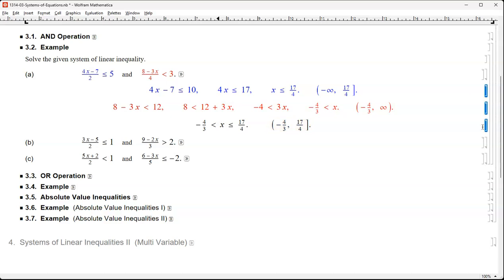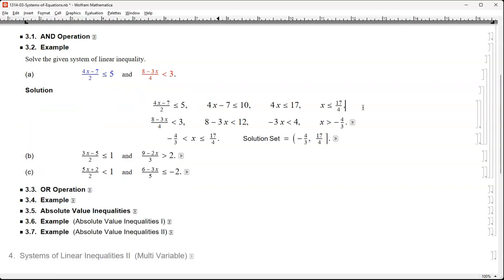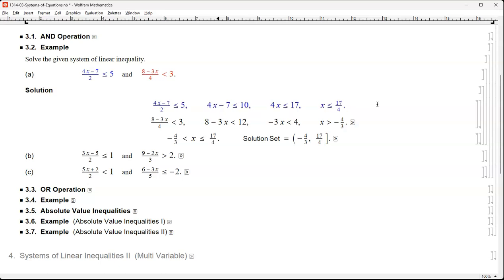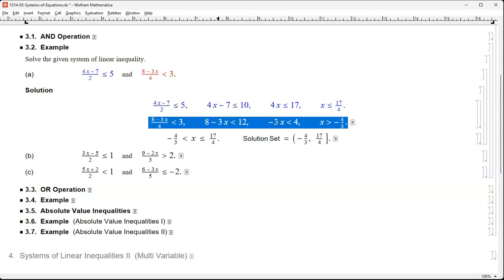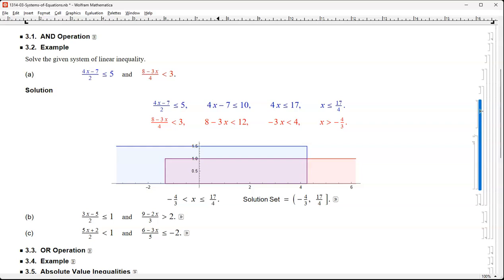Let's see, what did I do in my answer key here? Well, exactly the same thing here for blue. And then pretty much the same thing for red as well. Here, instead of moving 3x to the right, flip just 8 to the other side and get 4, and then divide by -3, and that's how I flip the direction of the inequality. In any case, we get these blue and red, and then here we have a visualization.